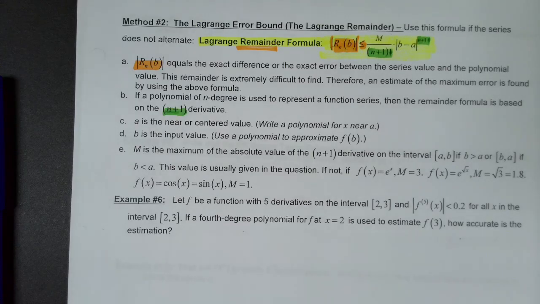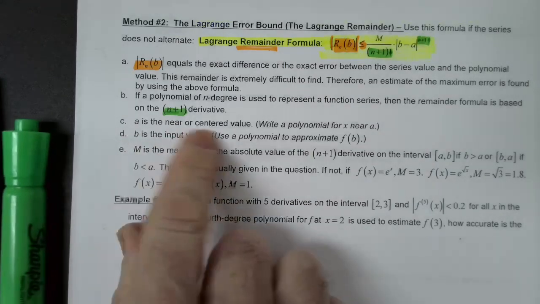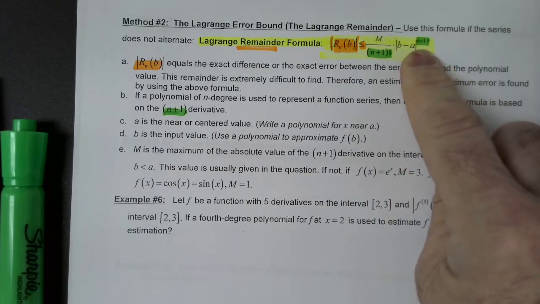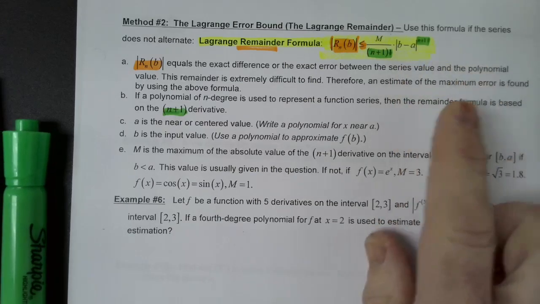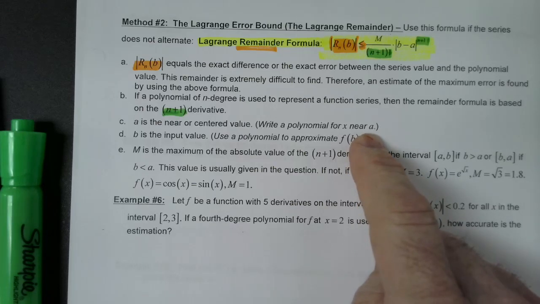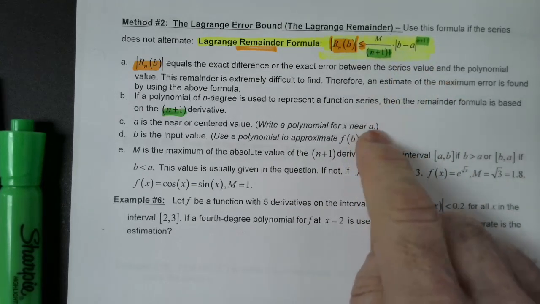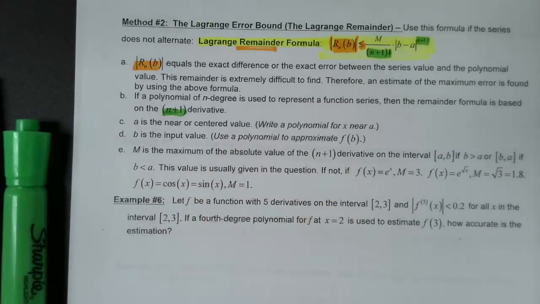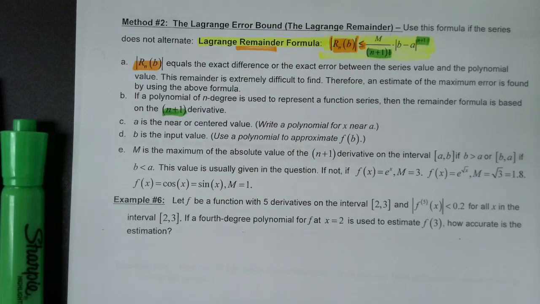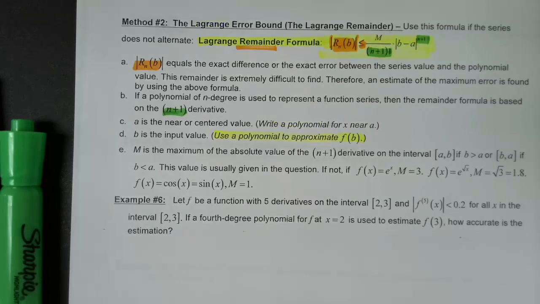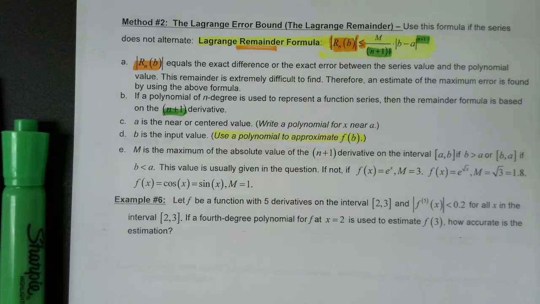derivative in here. Okay, so A is always going to be what we're going to be centered around. That's that little number right there, A. In other words, when we have, hey, write a polynomial of x near A, if A is 0, then that's going to be 0. If A is 3, then that's going to be 3. Okay, B is our input value. When it says something like this, use the polynomial to approximate f of b. Last one, our b value would have been 0.0 or 0.2. Okay, that's our b value.